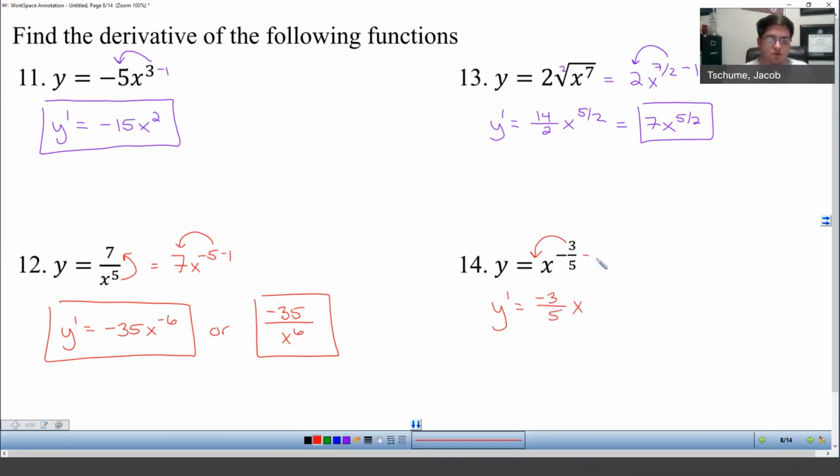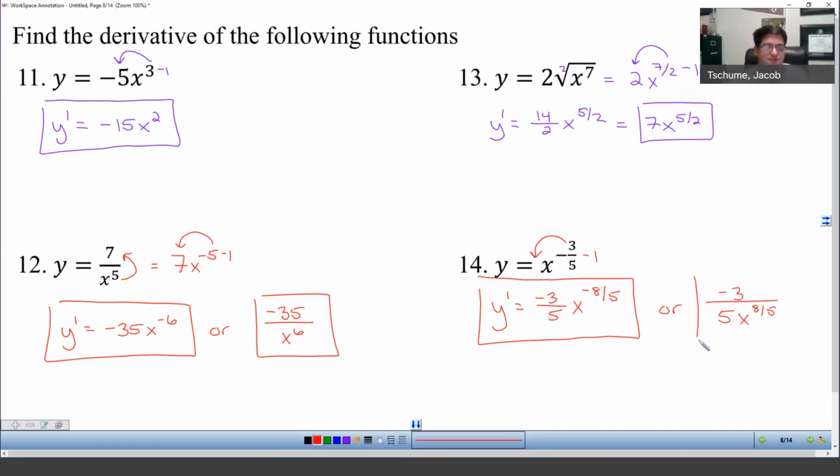x, if you subtract 1 from the power, negative 3/5 minus 1 is going to give you negative 8/5. And like I said again, I'm okay for right now if you leave it just like that. Or a little bit later on in this class, we will have to rewrite it as negative 3 over 5. And if I move that x to the bottom, it becomes a positive exponent of 8/5.